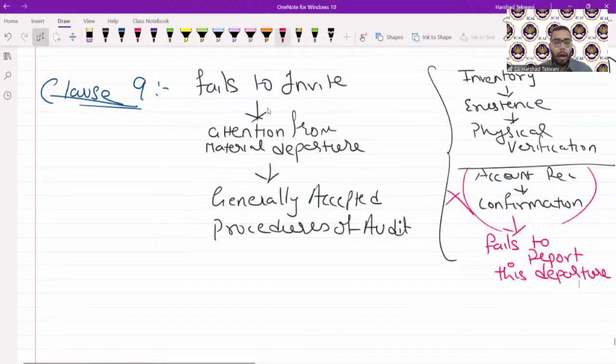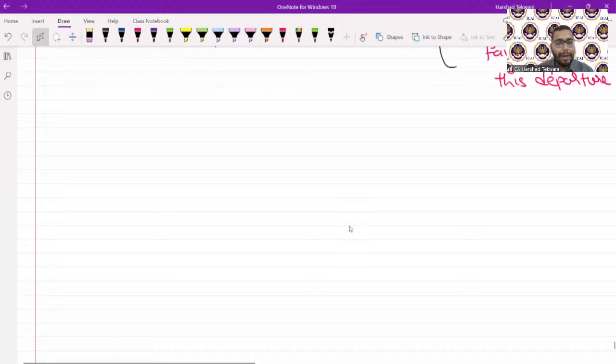Okay, then it was pretty simple, this particular clause. Now we'll move to the next clause. What is the next clause for today?